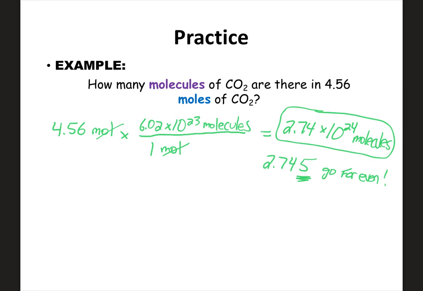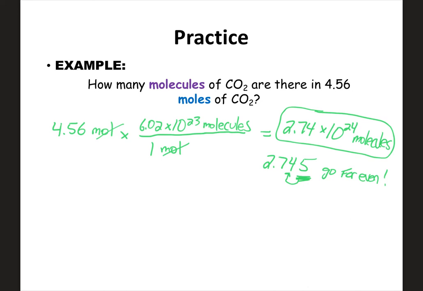Just a couple things to point out for your sig figs. The answer should be 2.74. Your calculator gave you 2.745, but the rule when you have a 5 is go for even. So the 4 is even, so you stay at 2.74. And obviously it's still times 10 to the 24th. For molecules, you cannot abbreviate them moles because obviously they're different. So yes, you've got to get used to just writing out the word molecules.